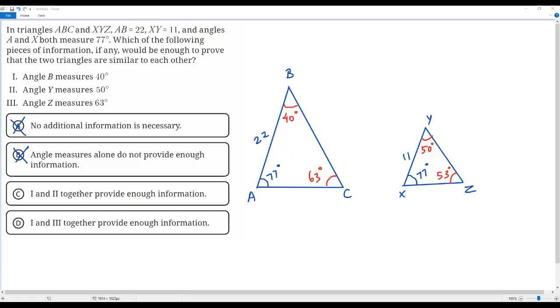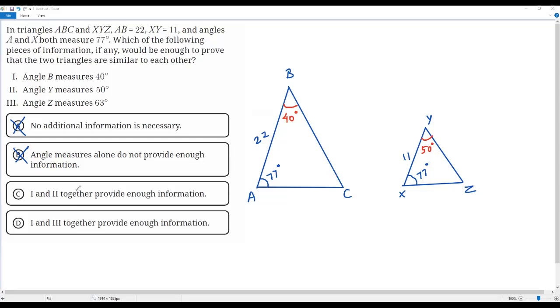So I think the first and the second piece of information do not provide enough information to prove the two triangles are similar, because the angle measures we have over here in the first triangle and the angle measures we have over here in the second triangle do not satisfy the angle similarity postulate. That is, any two angle measures of triangle ABC are not equal to any two angle measures of the triangle XYZ. So the first and second information do not provide enough information to prove that the two triangles are similar. So we can reject option C.